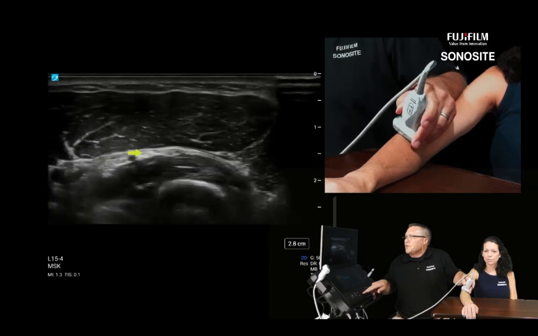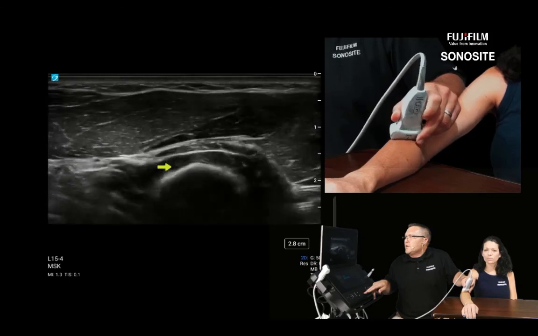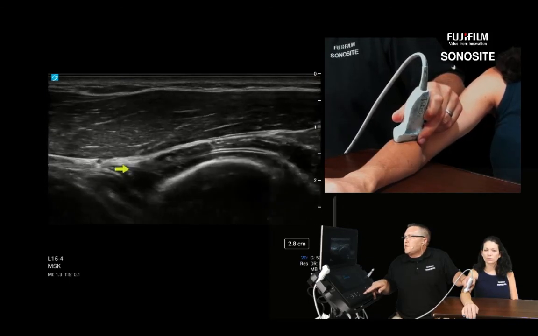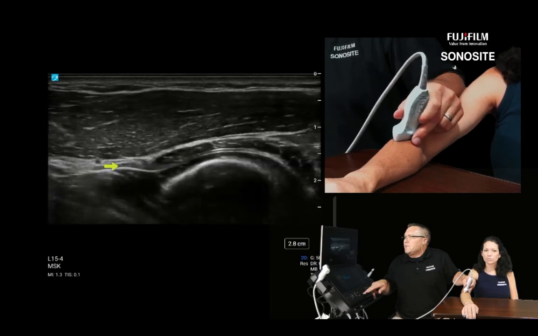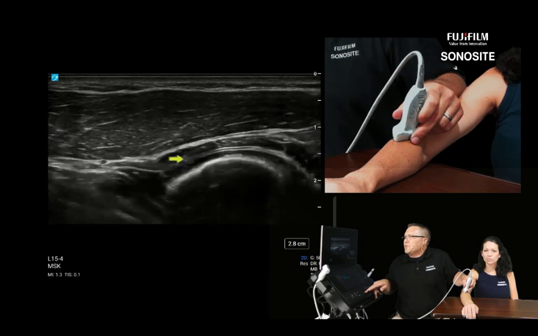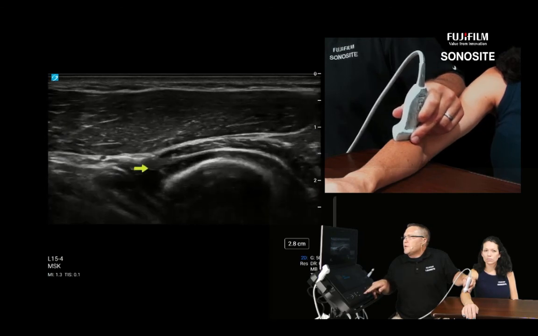So the entrance to that is the arcade of Frohse. And there's what it would look like in long axis right here. So here it is in long axis, leaving the main radial area where the fascia starts to split into the supinator. This is the arcade of Frohse right here, this little entrance right there.